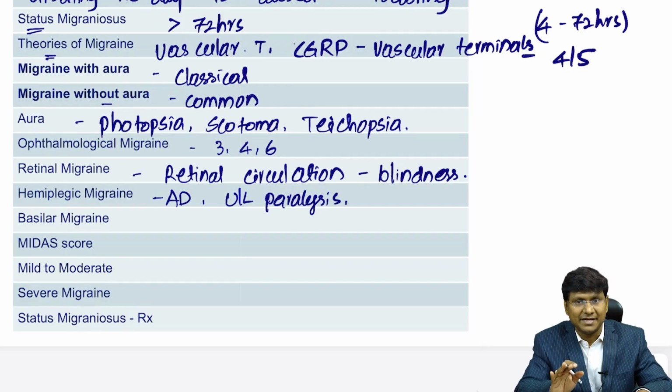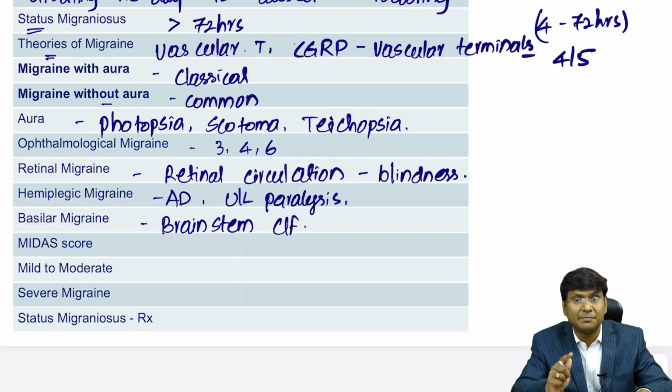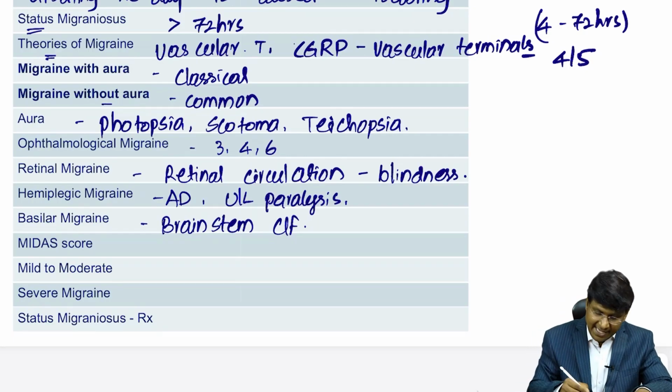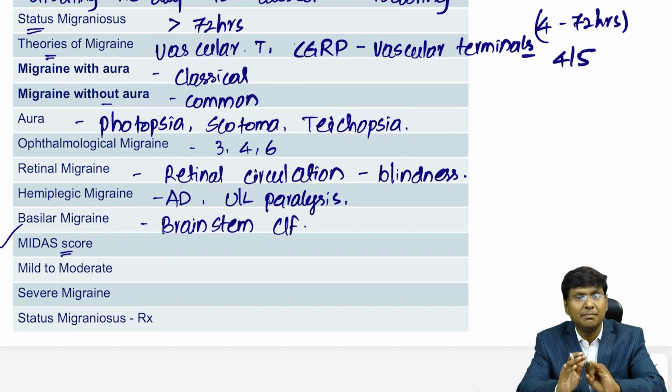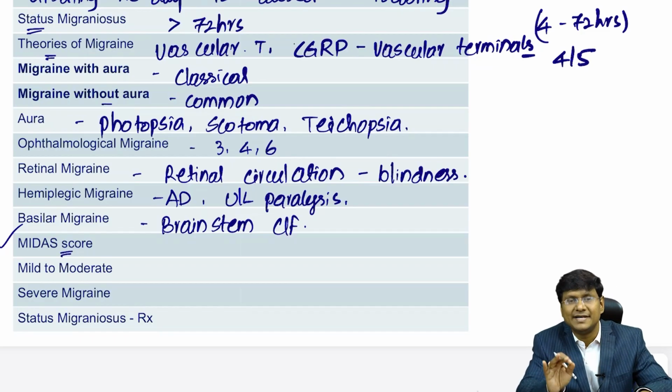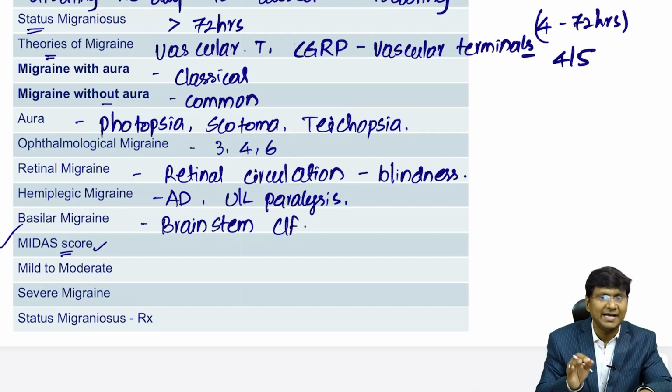And next is basilar migraine. Basilar migraine is migraine along with prominent brainstem symptoms. And how will you assess the severity of the migraine? By a scoring system called the MIDAS scoring system. What is the MIDAS scoring system? That is the Migraine Disability Assessment Test, or Migraine Disability Assessment. Okay, that is what is called MIDAS.